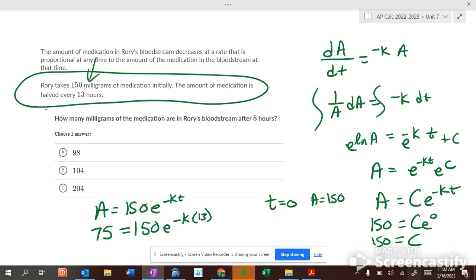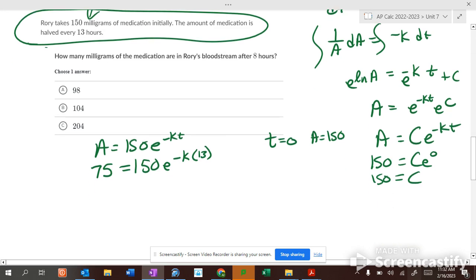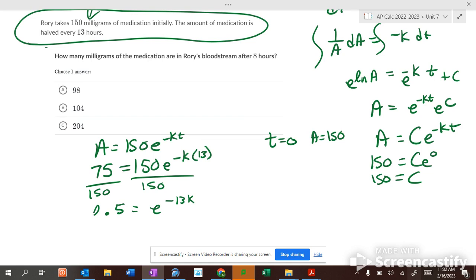See where I put my numbers? Okay, the half amount. So if we divide by 150, 0.5 equals e to the negative 13k. ln both sides to get rid of your e. So the ln of 0.5 equals negative 13k, and divide by negative 13. So k equals the ln of 0.5 divided by negative 13.